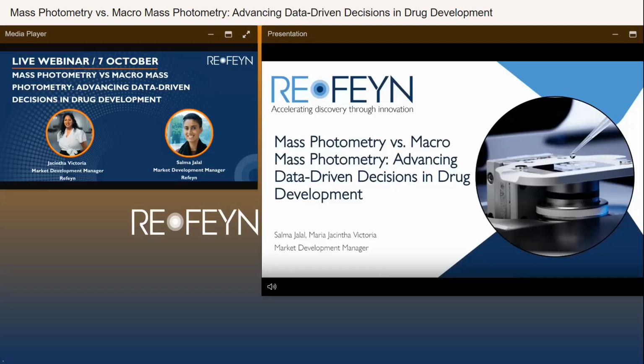In this presentation, I'll start by explaining the principles behind mass photometry and macro mass photometry before highlighting some applications of mass photometry in critical quality attribute analysis for antibodies and in the mRNA therapeutic space. Then, Jacintha will take over and walk us through how mass photometry is being used for assessing AAV purity, and finally, how macro mass photometry can be applied to the characterization of larger viral vectors.